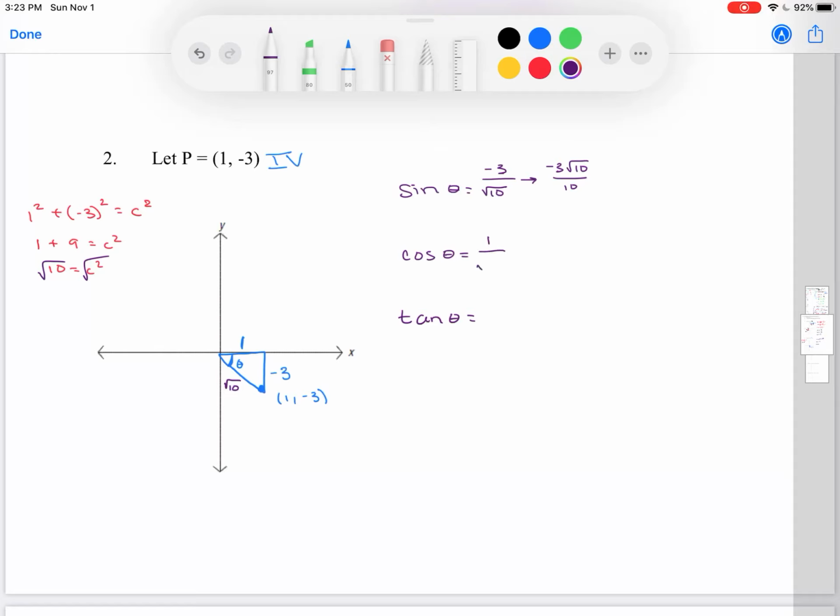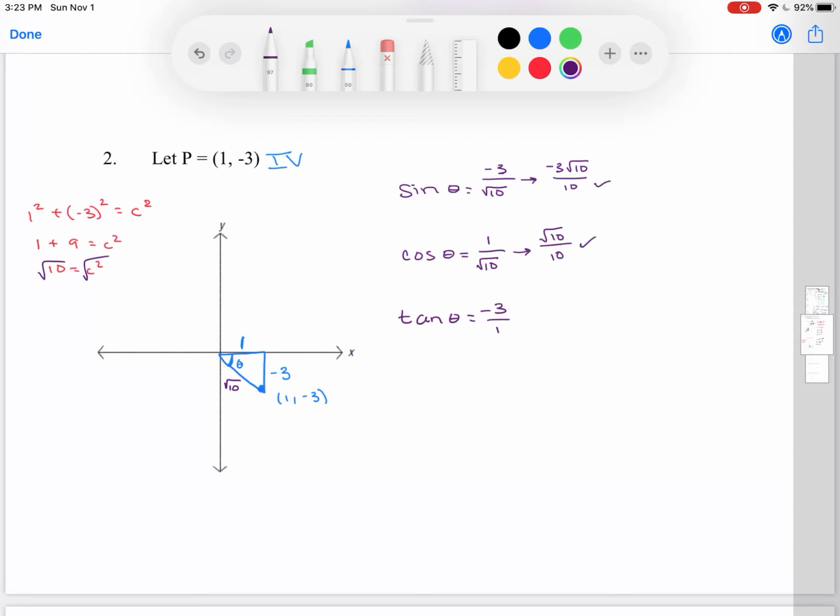Sine, opposite over hypotenuse, -3 over root 10. Don't like that answer, so it's going to become -3 square root of 10 all over 10. Cosine of theta is going to be 1 over the square root of 10. Again, not a big fan of that answer because the radical is in the denominator. So I should get root 10 over 10. And last but not least, the tangent is -3 over 1.